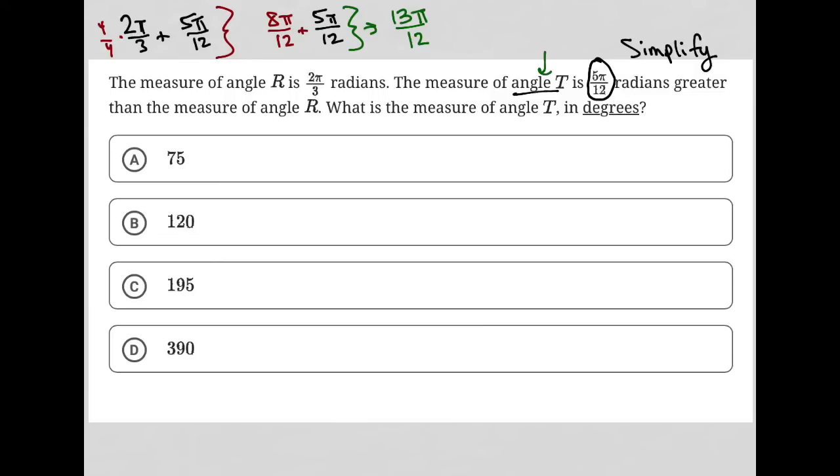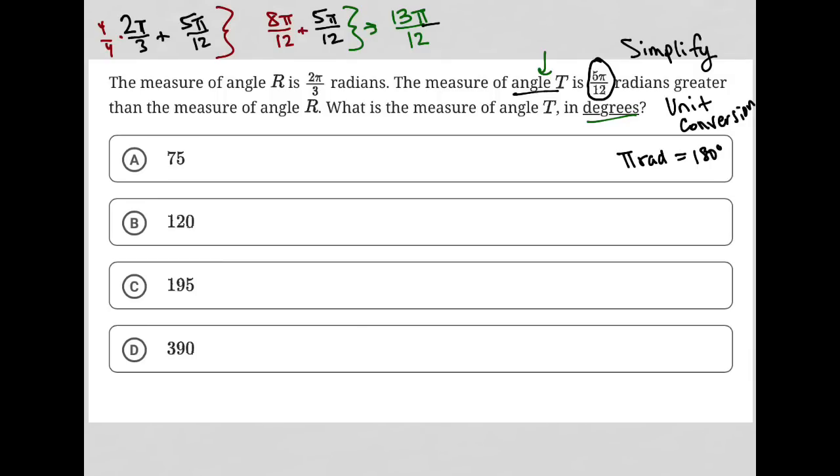What is the measure of angle T in degrees? Okay, so I have to now do some unit conversion. So I'll just write that down for your notes. Unit conversion. And the way we convert from radians to degrees is through this conversion factor. Pi radians equals 180 degrees.